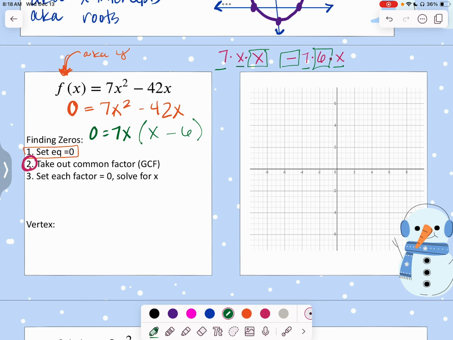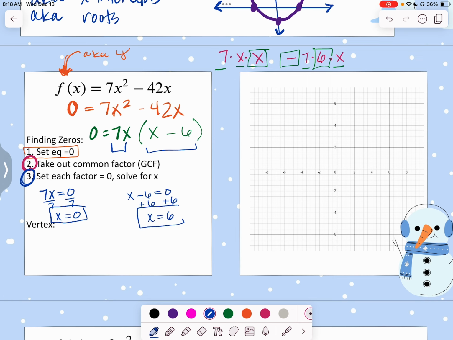These are called my factors. 7x is a factor, x minus 6 is a factor. Then I'm going to set each factor equal to 0 and solve. So for example, I'm going to write 7x equals 0, and I need to solve for x, so I'm going to divide by 7, and I get x equals 0 divided by 7, which is 0. And then this one: x minus 6 equals 0, and I get x equals 6. These are my zeros.